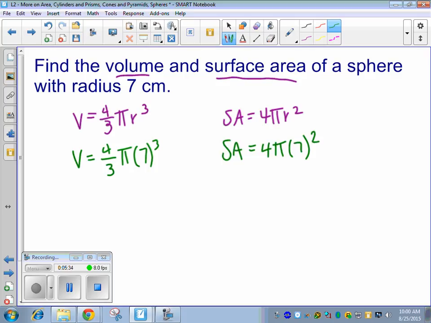And you guys can figure those out on your calculator. Make sure you do units correct. This one would be centimeters cubed for volume, and this one would be centimeters squared for surface area.